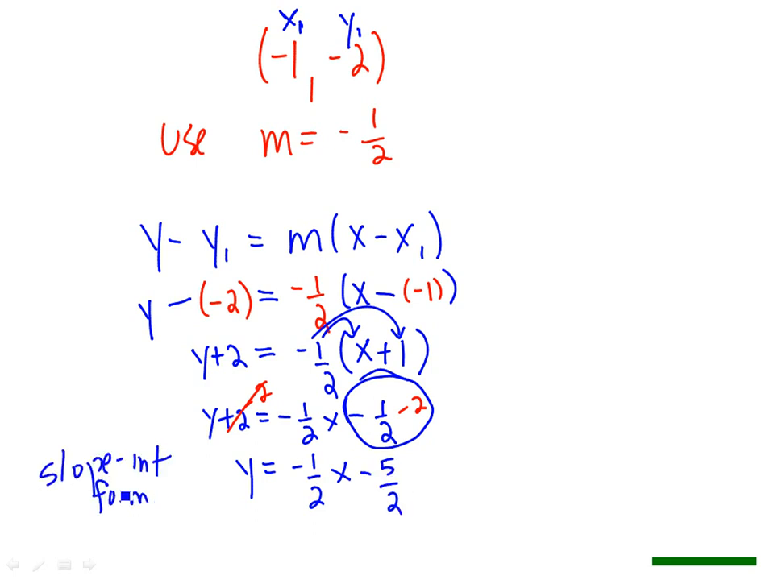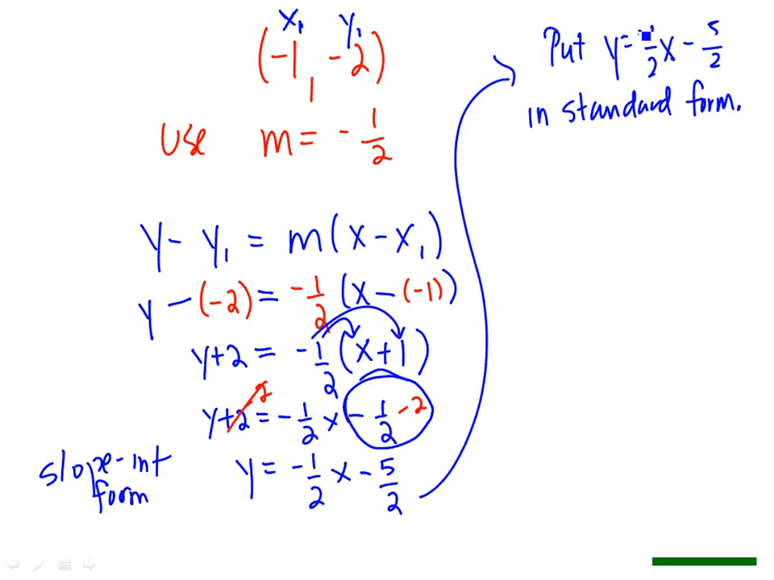Now what if I wanted this in standard form? Then I usually get rid of my fractions first. So I see that the denominators are 2 and 2, so my LCD is 2. I will go ahead and multiply both sides by 2 to get rid of the denominator. So we get 2y equals 2 times negative 1/2, which would give us negative x because the 2's would cancel. And 2 times 5/2, the 2's would cancel again, so we just have 5.